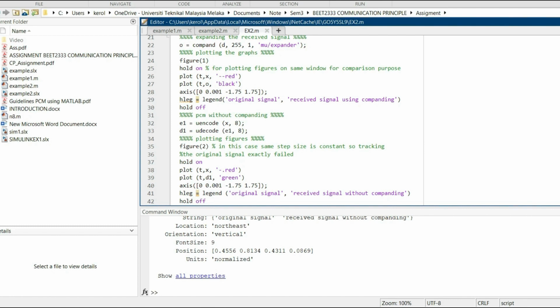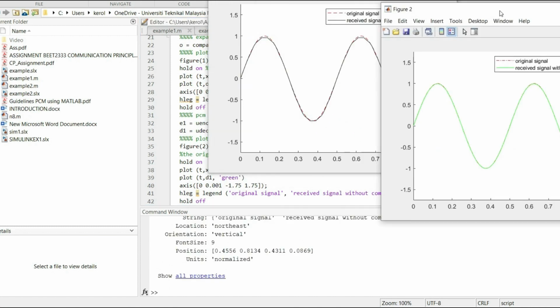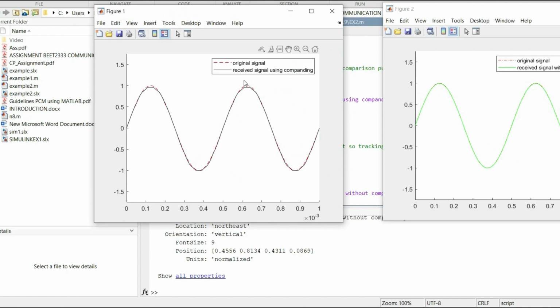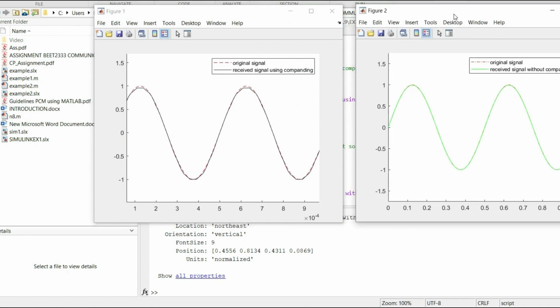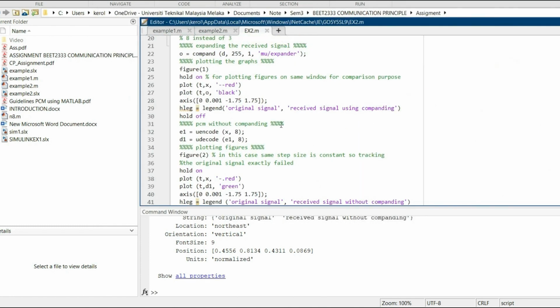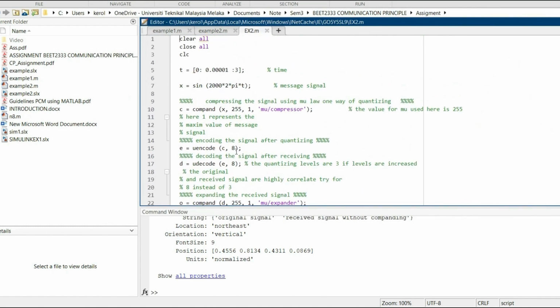And then for the output. This is the output for figure 1 and for question 2, and this is for figure 2. And this is using n equal to 8, and then we change the value to n equal to 16.